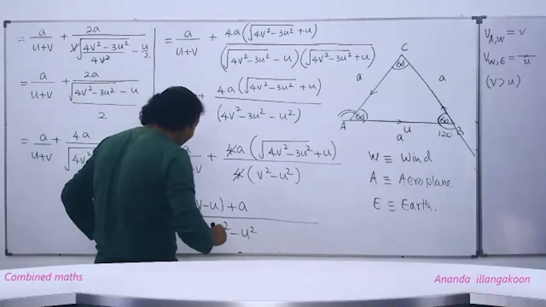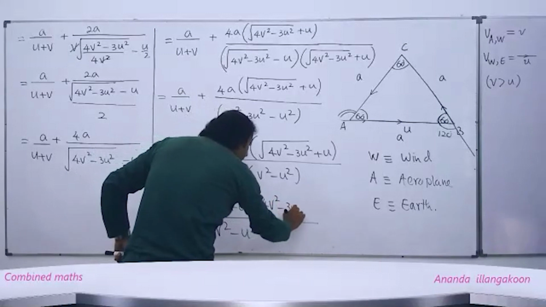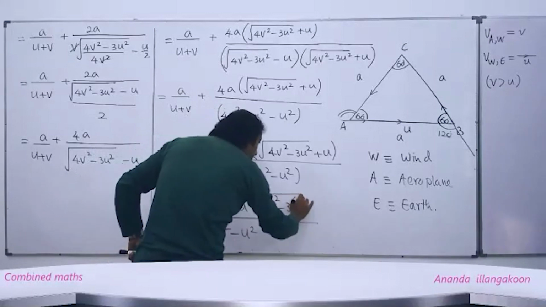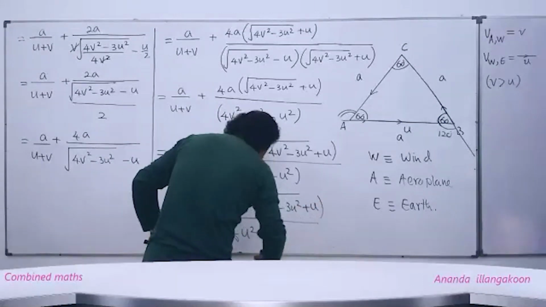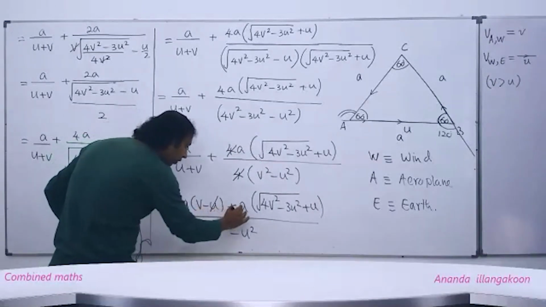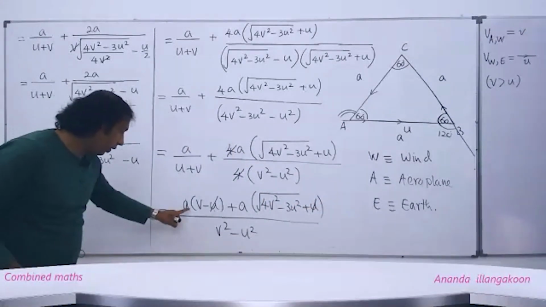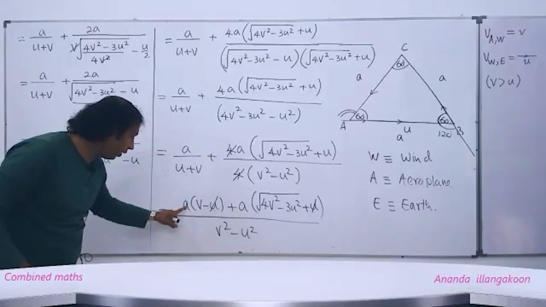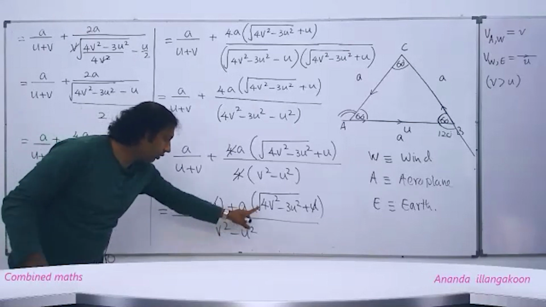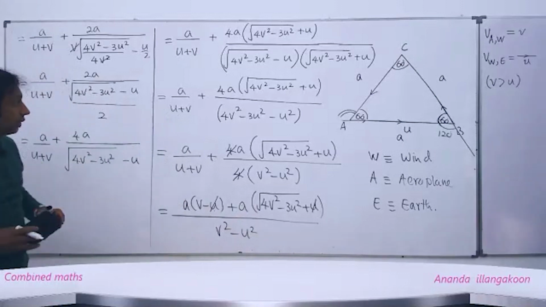And a times this. People, here a times u minus a u, you can cancel with this a times u. Then what do you have? You can take this a out from the numerator, then here we get v plus this divided by this as the last answer. That is the asked answer, people know.